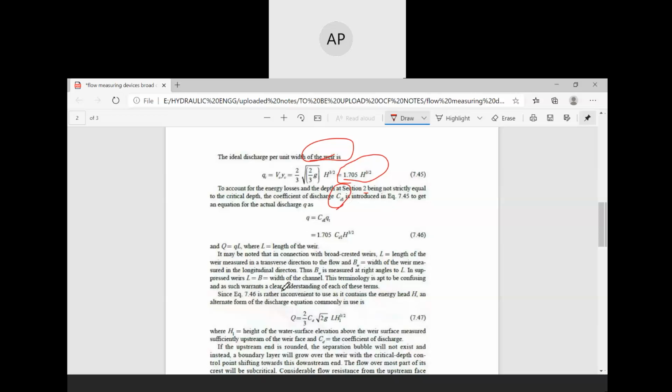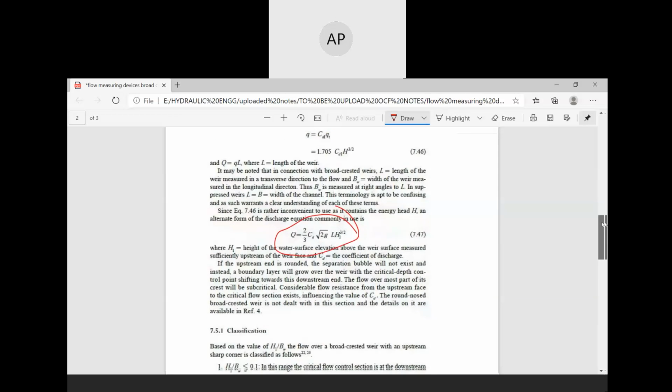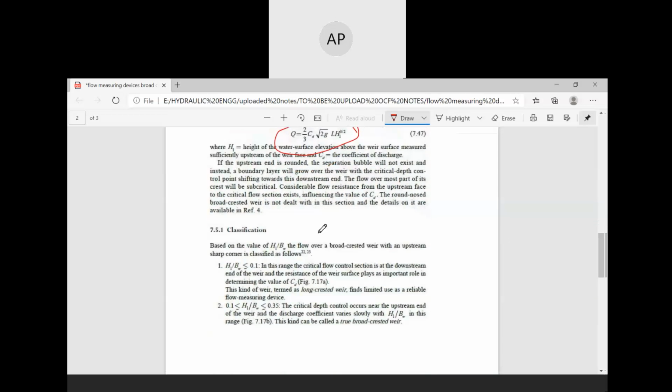So we have Q equal to 2 by 3 Cd root over 2g times L H to the power of 3 by 2. In case of a weir, we already have got this formula. So let's move to the classification of broad crested weirs. Based on the value of H1 by Bw, the flow over a broad crested weir with an upstream sharp corner is classified as follows.